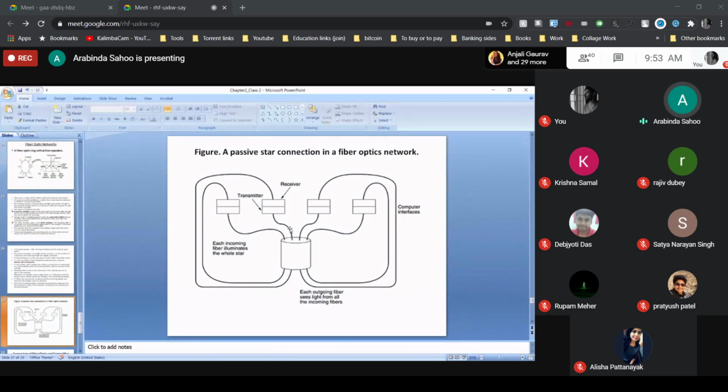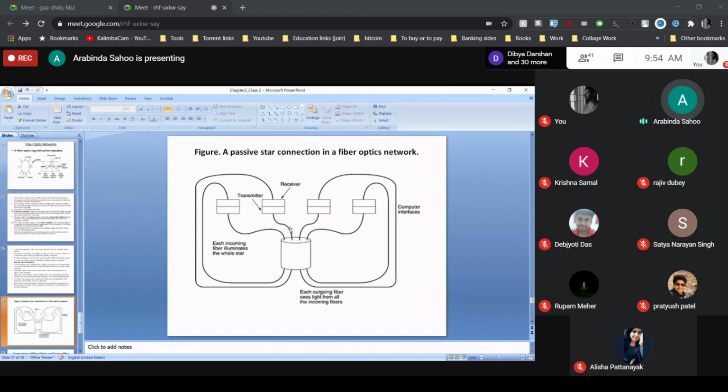The first one is your fiber optic ring with active repeaters. This is the case of your passive star connection in a fiber optic network. In this case, if any of the repeaters or any of the LEDs or the connection fails, we can still connect with other computers. This is the advantage associated with the passive star connection.